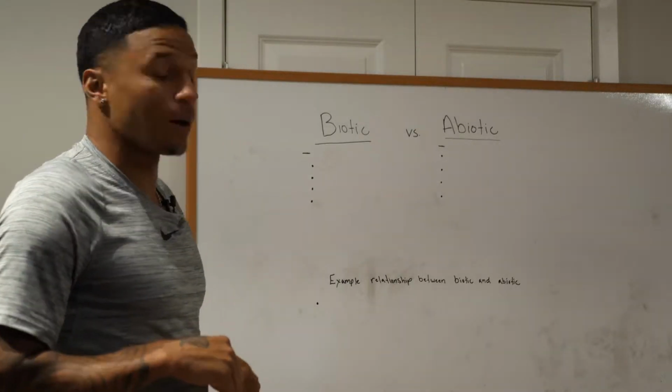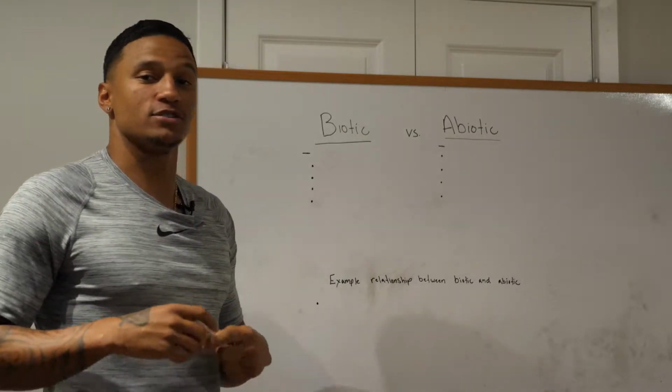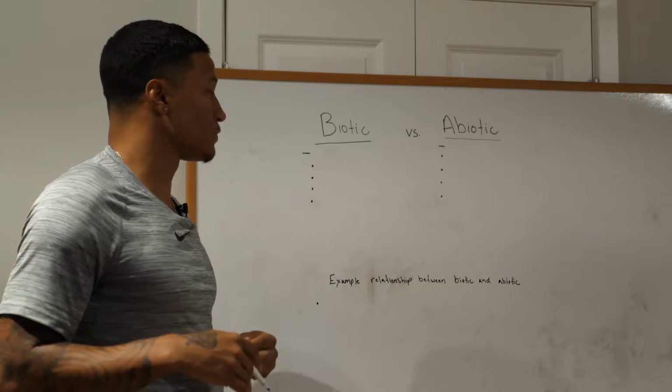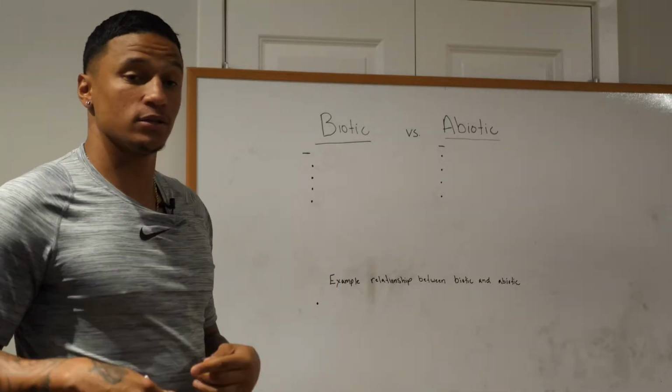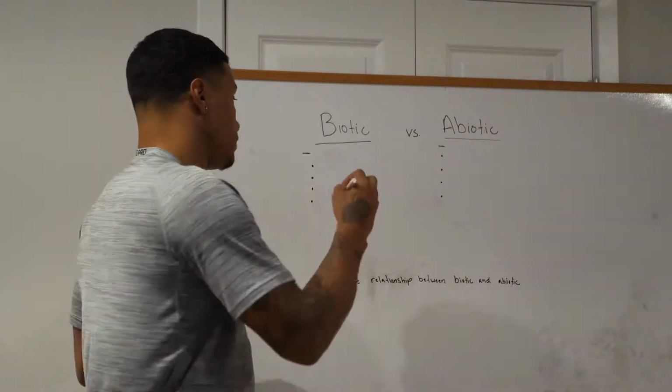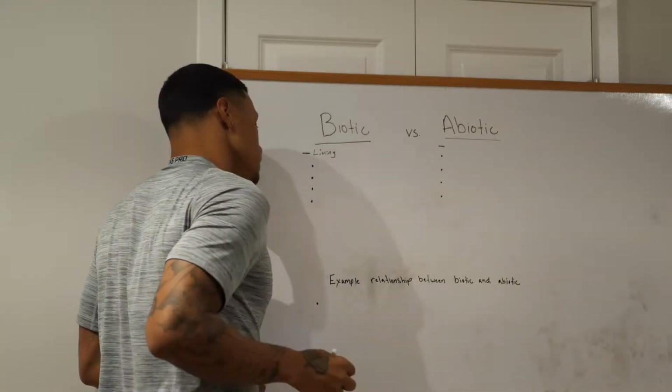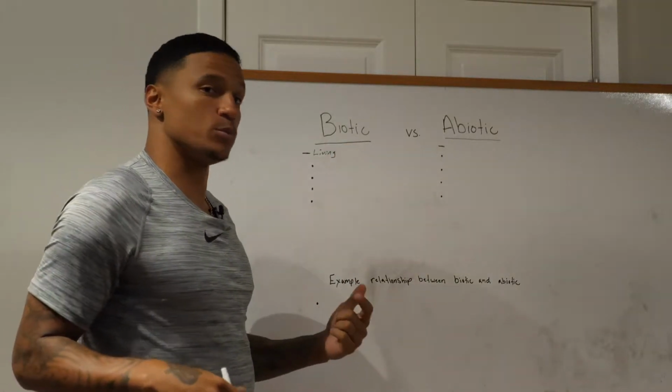Today, we will be learning about biotic and abiotic factors in an ecosystem. But first, we need to distinguish between the two of them. First, biotic, which would be living. We'll go through a few examples of what they would be.